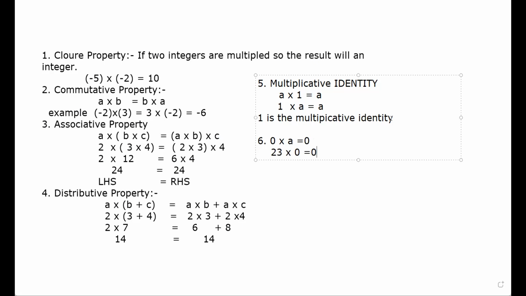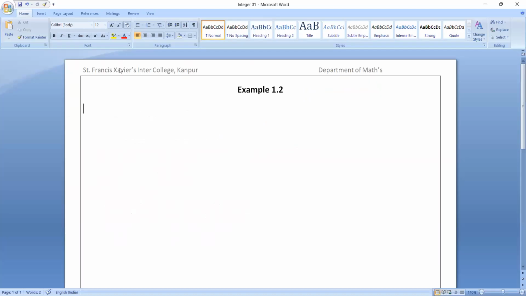Exercise 1.2, question number 12, which says to verify the following properties. Okay. Question number 12 says to verify the following properties. I'm just going to share the doc with you. I hope you can see the doc. Question number 12 says verify the following and name the property.